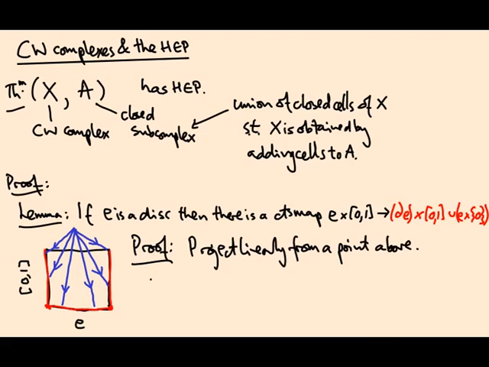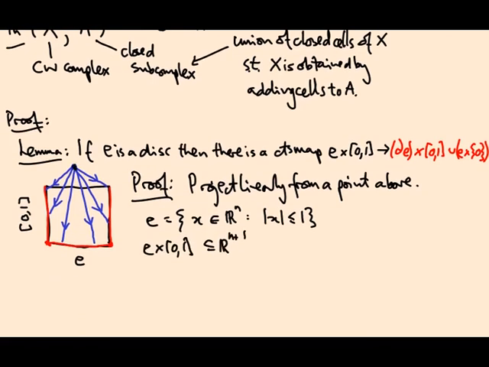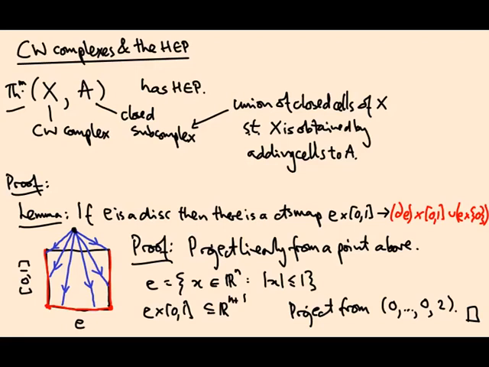So in other words, if E is the set of points x in R^n such that the length of x is less than or equal to 1, then you embed E times [0, 1] as a subset of R^(n+1), and in coordinates the point at the top that you project from could be (0, 0, 0, 0, 2). Okay, so we're going to use this fact. Okay, so next lemma.